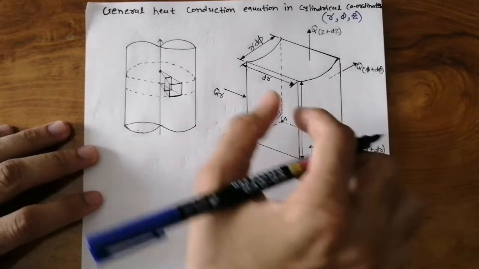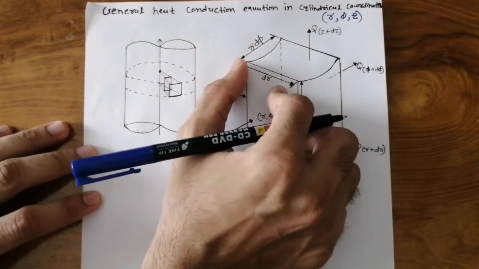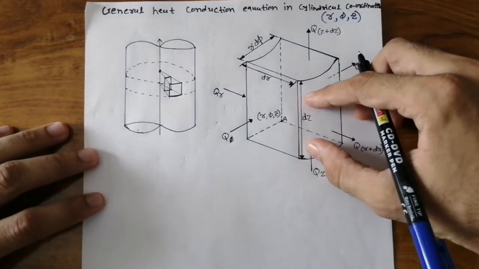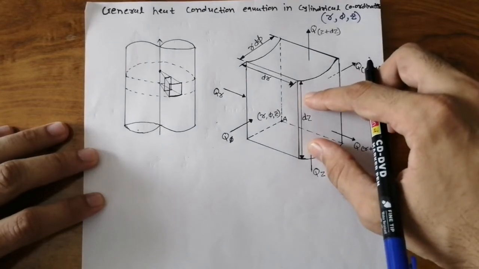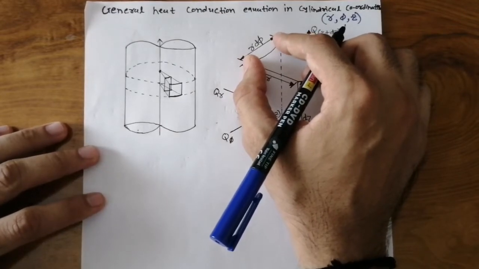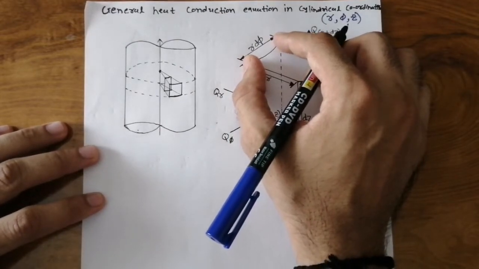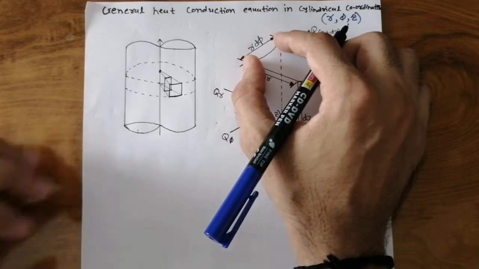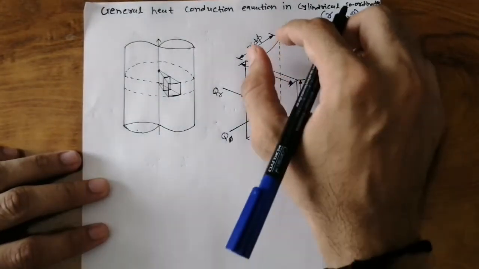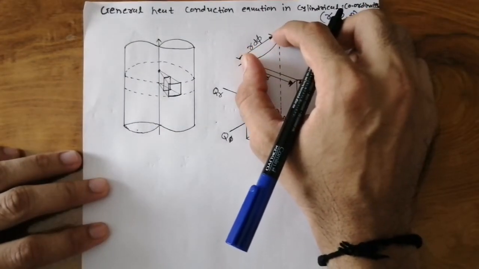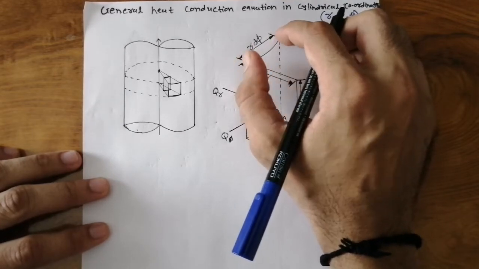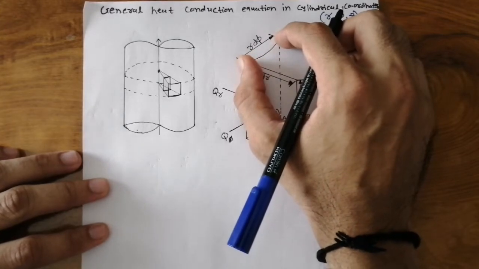First of all, this is dr, the thickness of the cylinder in the radial direction. dz is the height of the cylinder in the axial direction, and r d phi is the width of the cylinder in the tangential direction. Now why should we write r d phi? In this direction the radius is considered, or we can say the perimeter of that cylinder will be considered, and the perimeter of the cylinder will be r into d phi.